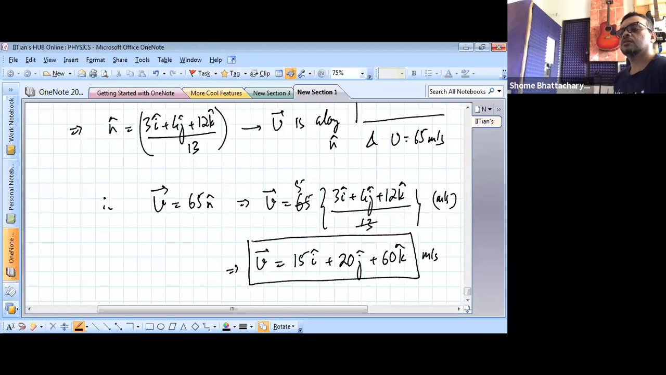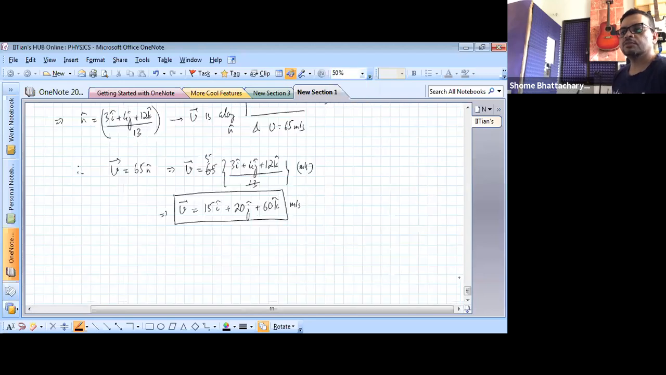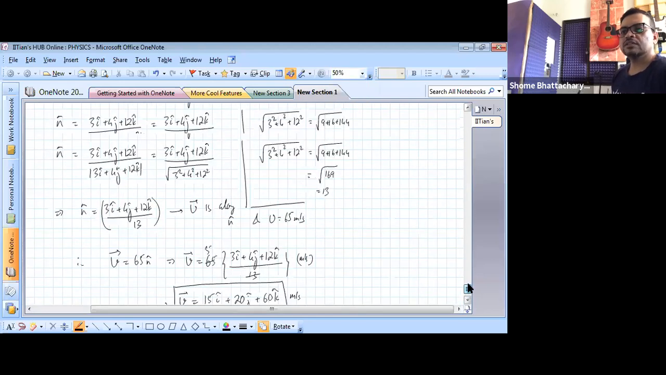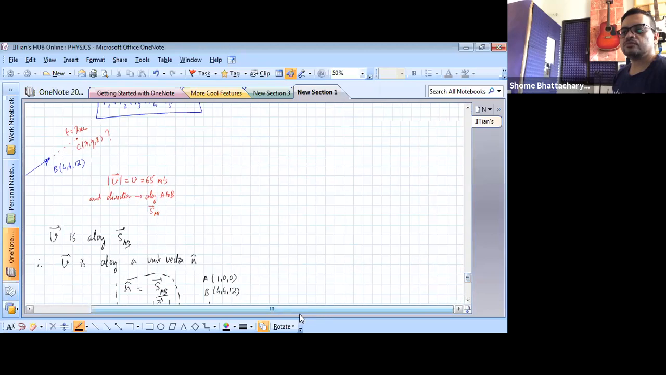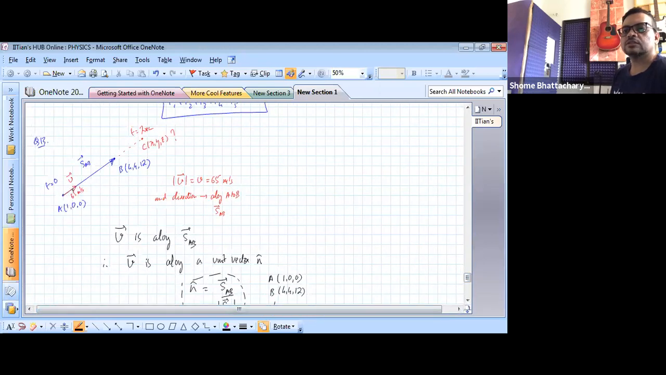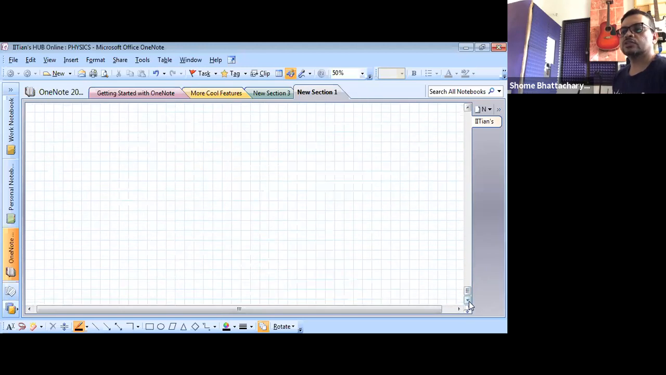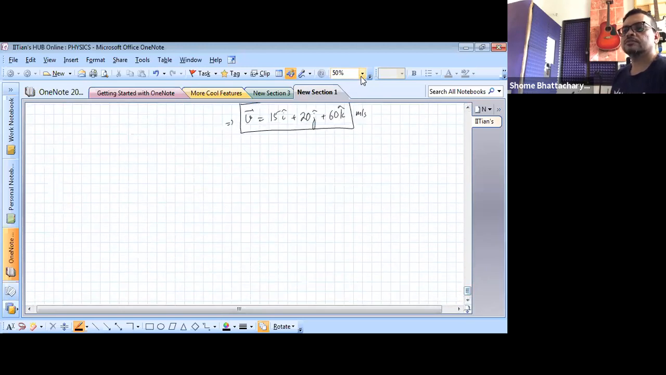Okay. Now we've only done half the problem so far. We still have to find the location of that point C. So I'm coming to that. So now what we've done is we've found out what this velocity vector is. But we still have to find the coordinates of this point C. But we know when it is reaching the point C. It is reaching at the time 2 seconds. So we know the displacement in 2 seconds because we know the velocity.